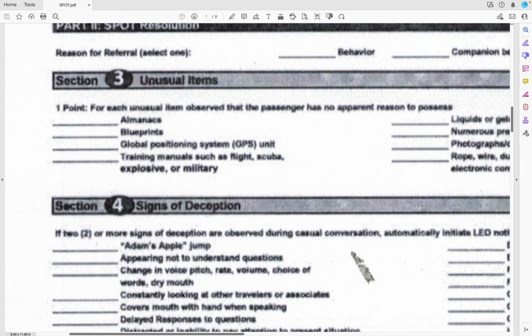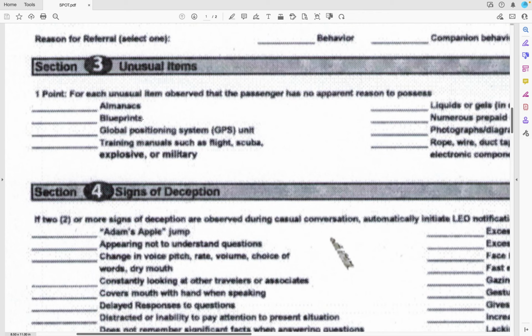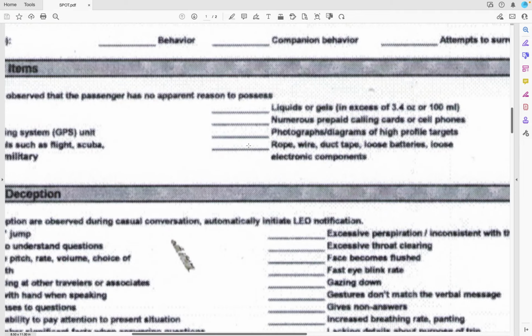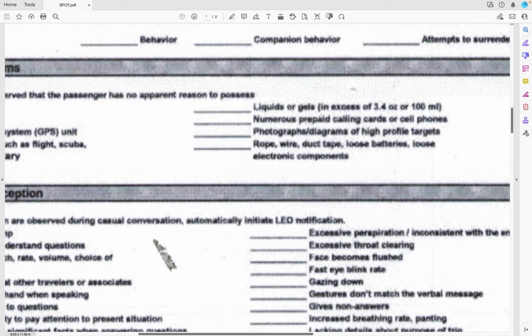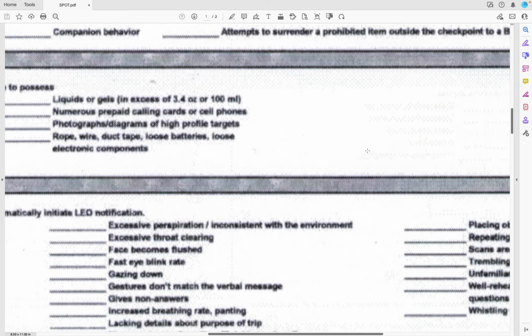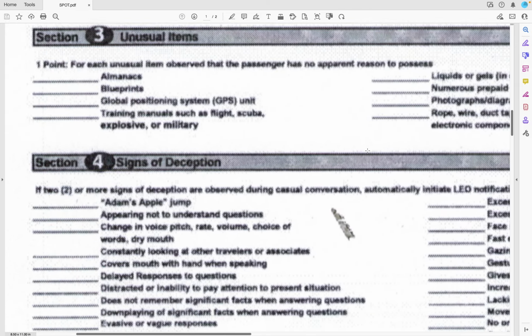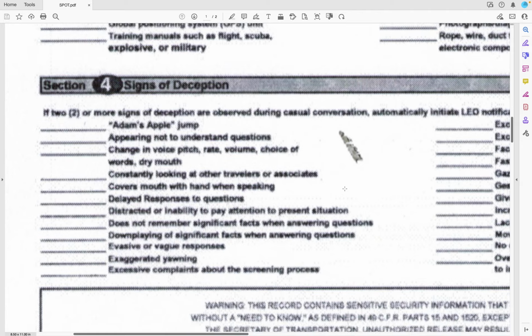There's also points based on what items you're carrying. If you have a GPS unit, scuba gear, military gear, a bunch of prepaid cards, rope, duct tape, loose batteries, that kind of stuff, then you'll get 1 point each.